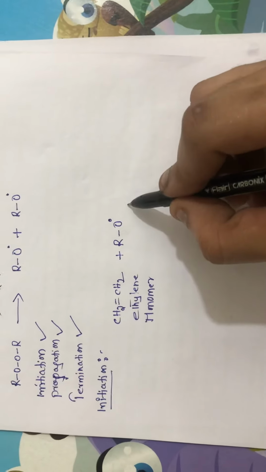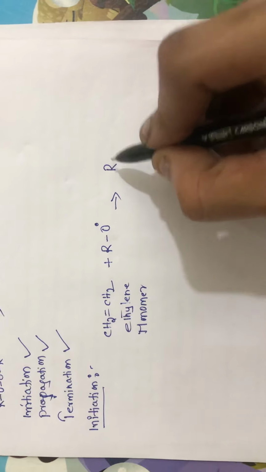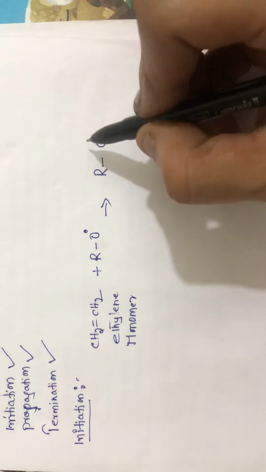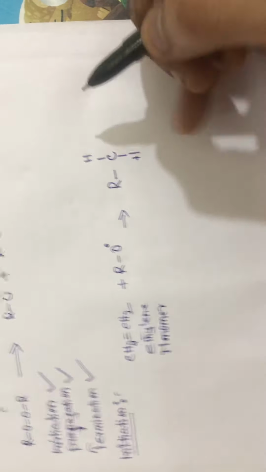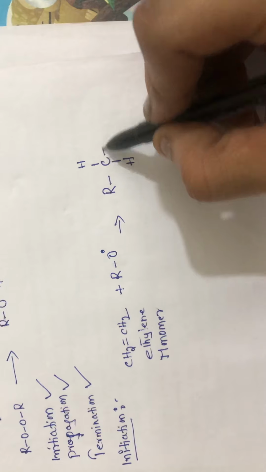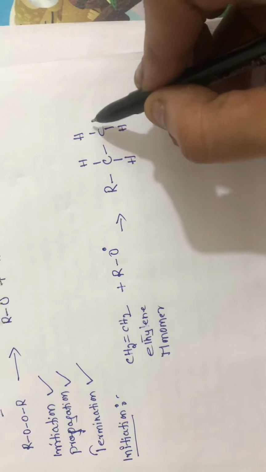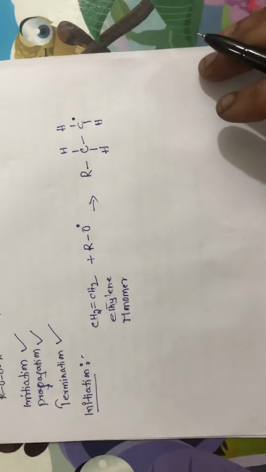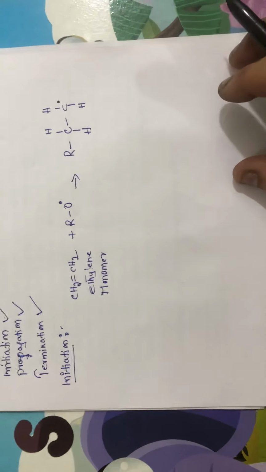So now what happens is, see the reaction. This will turn into R, single bond, CH2. We can write it like this for clear understanding. CH2, right? Now the radical shifts onto the carbon. This is the initiation step.